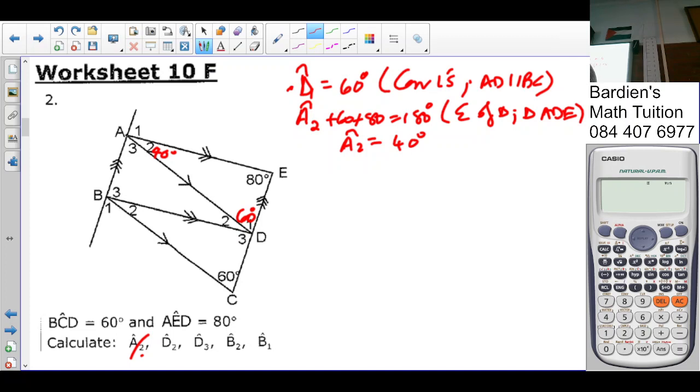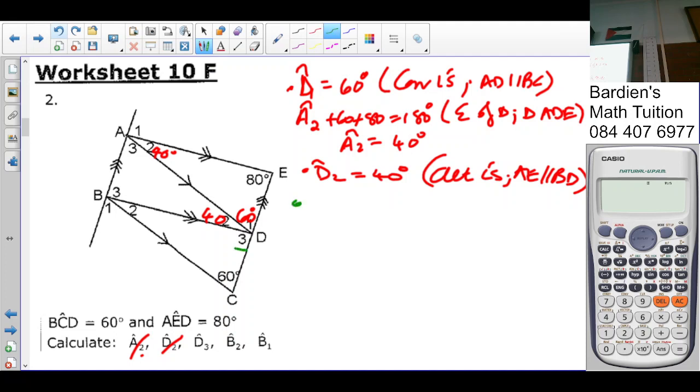Then I said D2 is equal to 40. Why? Alternate angles, with AE being parallel to BD. Then I said angle D3 plus 60 plus 40 equals 180.